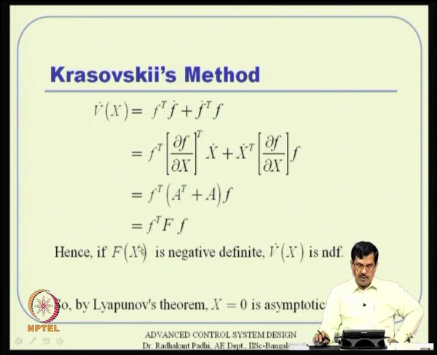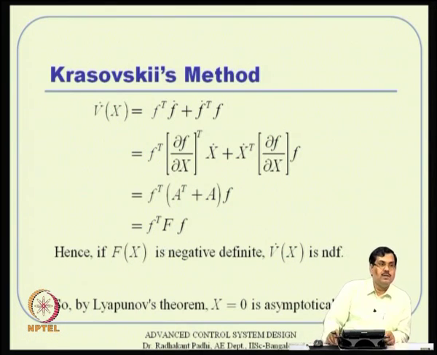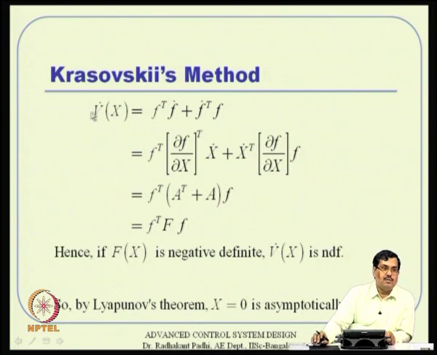So, if this big F of x is negative definite, then obviously this V dot is also negative definite, because this expression tells me that. This is a quadratic expression in terms of f. So, if big F is a negative definite matrix function, then V dot is ultimately a negative definite scalar function.